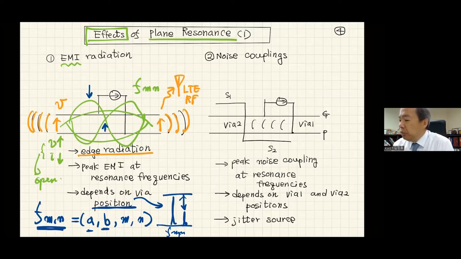Now, I'd like to move on to the next effect. Number one is the EMI radiation caused by this power ground plane resonance. Second is noise coupling.